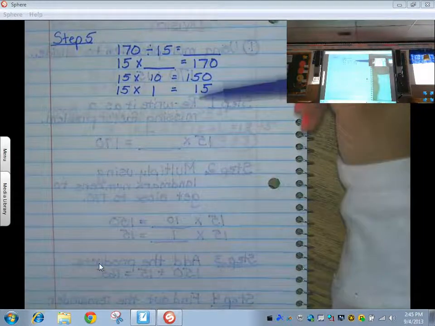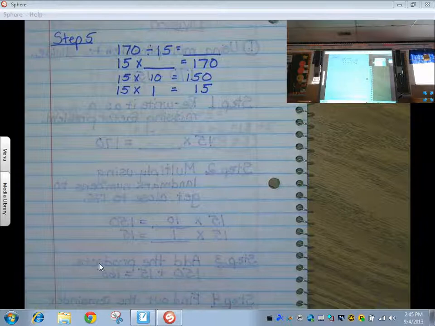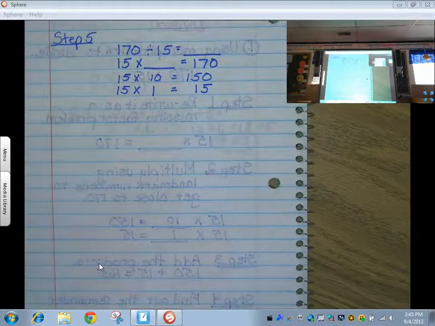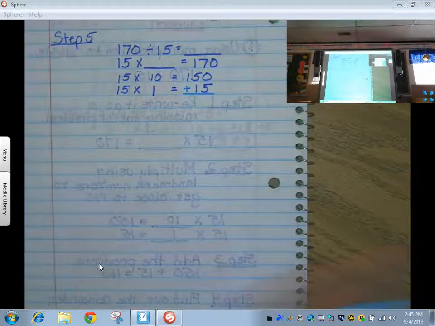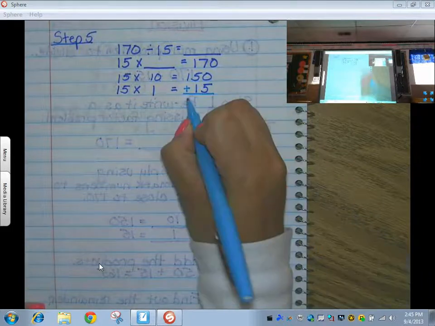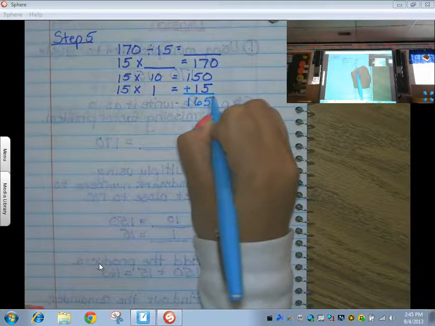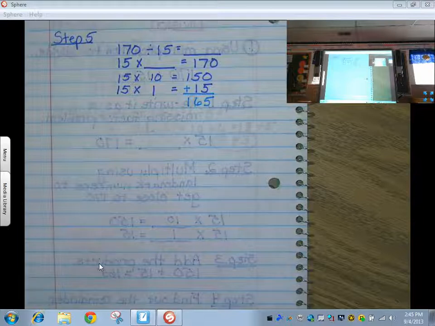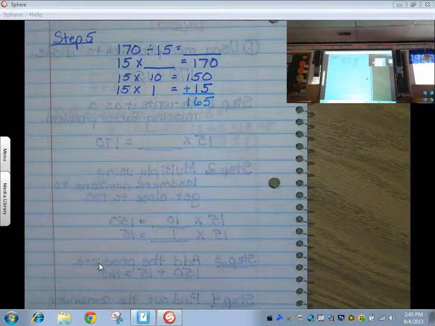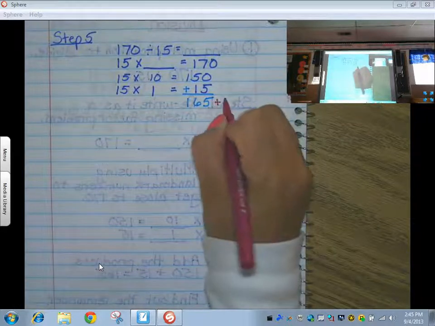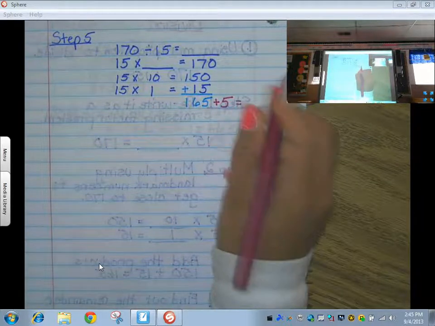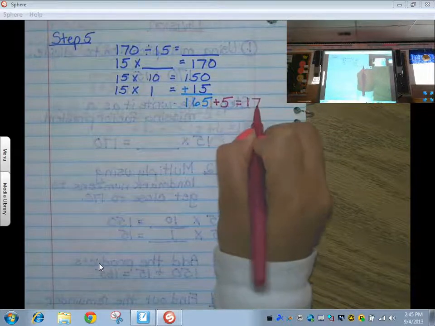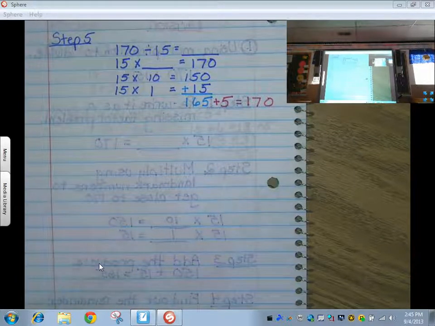165 plus 5 was? Okay, so once we got that, then we looked back at our problem, and we knew we had 11, so we can circle that. We had 11 15s, and we have this remainder of 5. So then I can write my answer, 11, remainder 5, and finally, Evan, what do we need to do? Circle your answer.